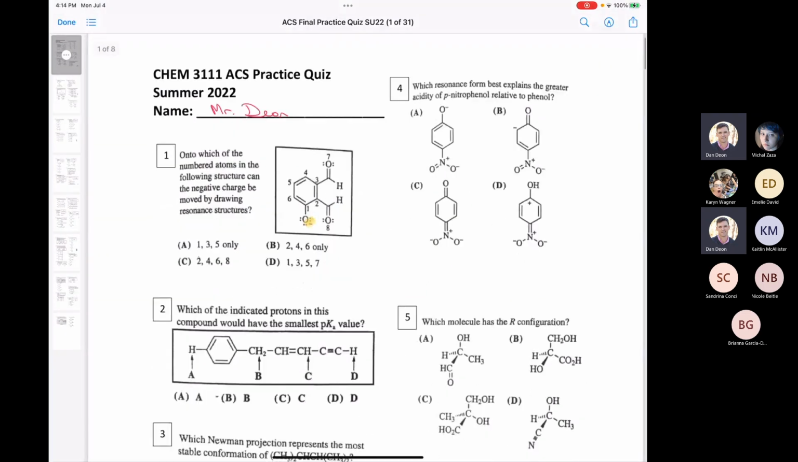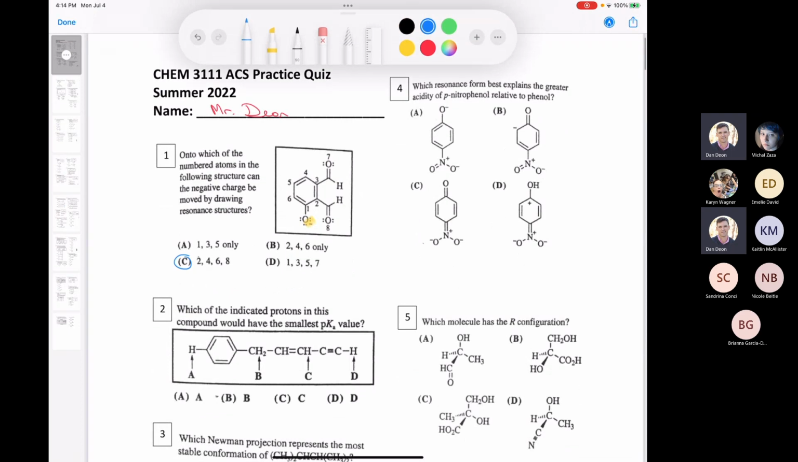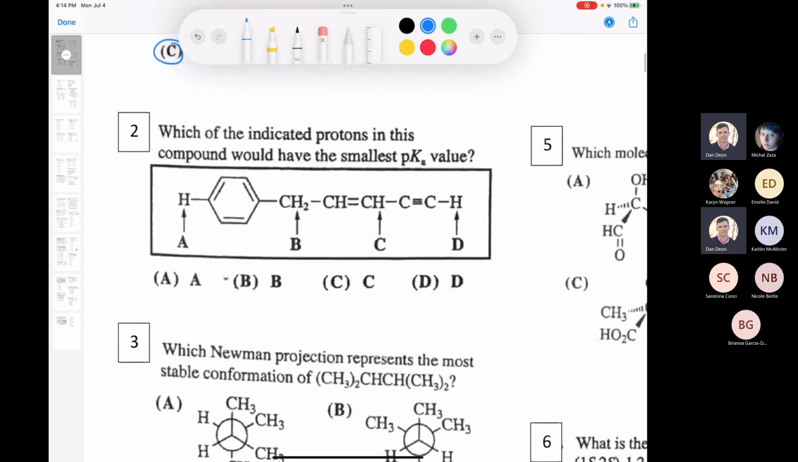So let's go back to our practice quiz. We solved the first one. It's C. Let's take a look at number 2. Which of the indicated protons in this compound would have the smallest pKa value?